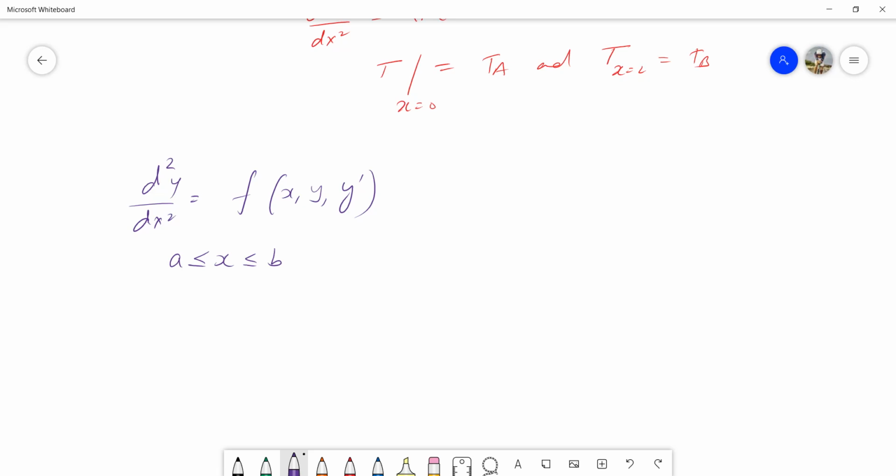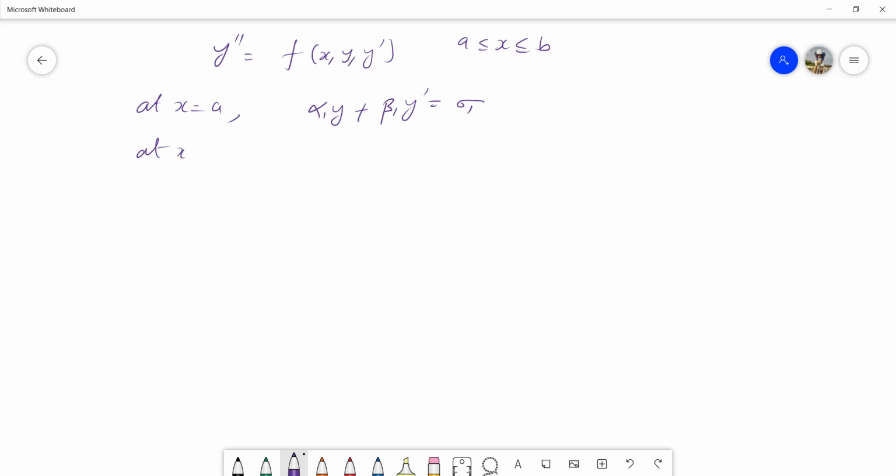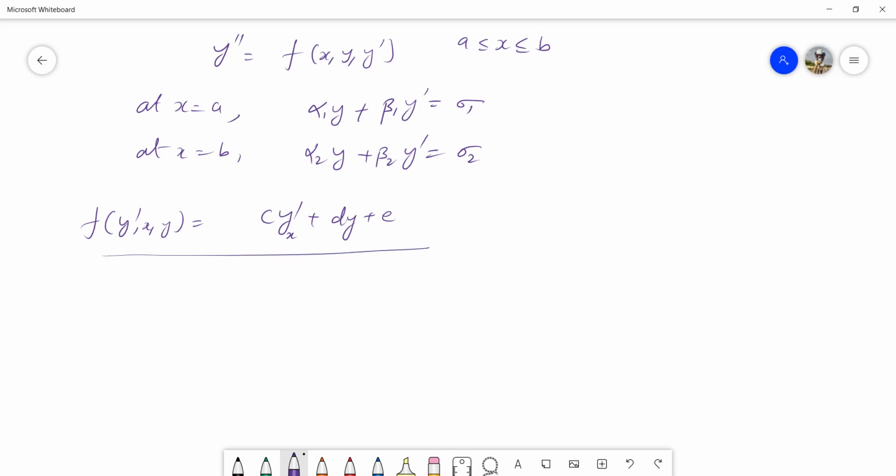Let's suppose we have a differential equation, again written in a different way, in the domain of a to b, and at x equal to a, let's say we have a boundary condition, that is alpha 1 y plus beta 1 y dash is equal to sigma 1, and at x equal to b we have alpha 2 y plus beta 2 y dash is equal to sigma 2. And let's say the solution is c y as a function of x plus d y plus e. Clear?